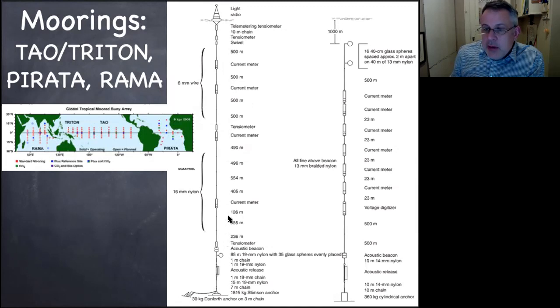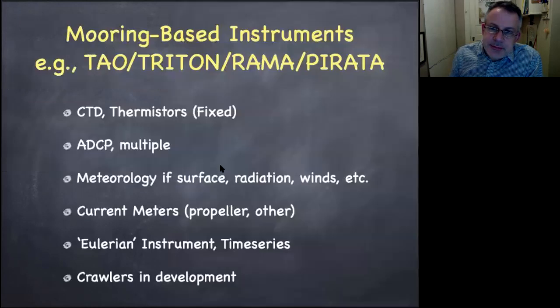Along the anchor line, you have lots and lots of other instruments. So you might have a current meter, you might have a thermometer, something measuring the tension, acoustic beacons, ADCPs. There are even some robots that crawl up and down along the chain and measure things continuously. So lots and lots of measurement types. For those of you who have taken some fluids, really a mooring is an Eulerian instrument. It stays fixed at a place and gives you a time series, rather than a Lagrangian instrument, which is something that follows the fluid as it moves.